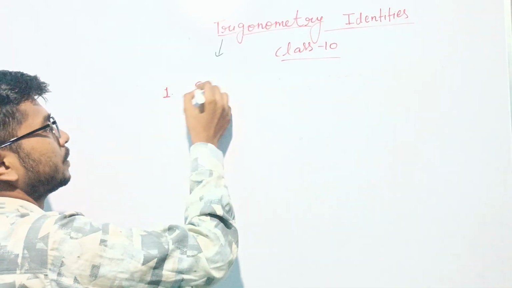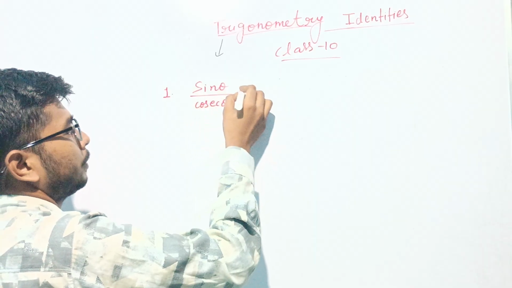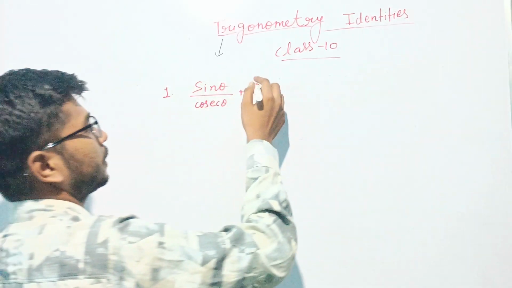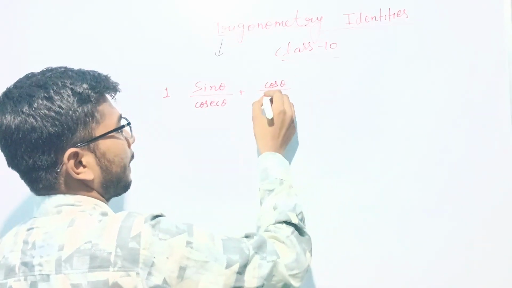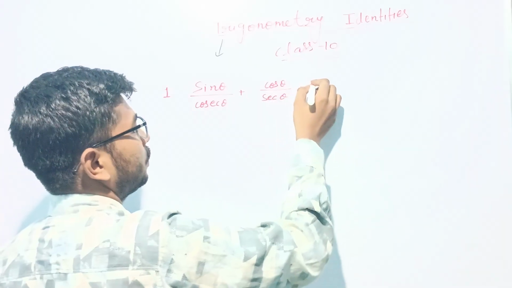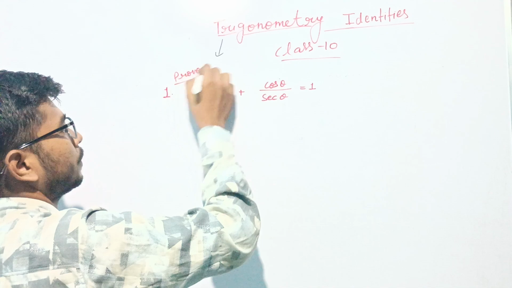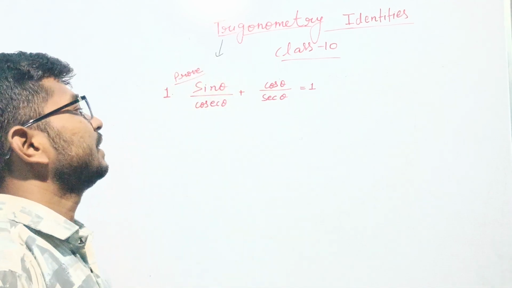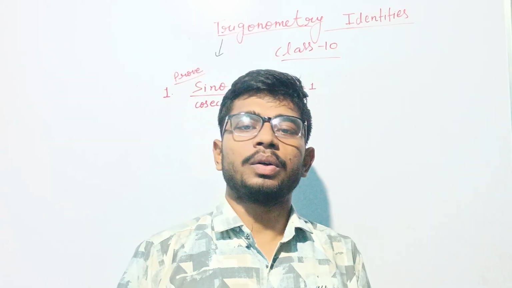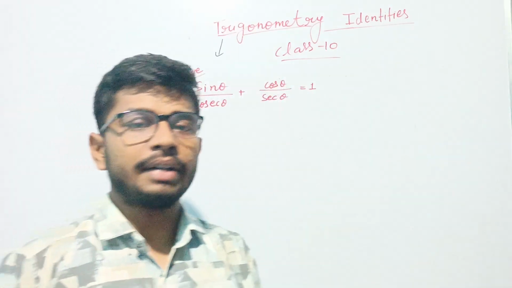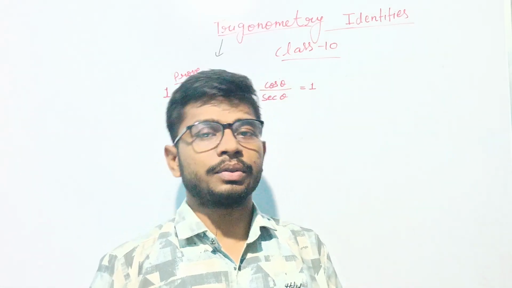First question: sin theta upon cosec theta plus cos theta upon sec theta is equal to 1. What we have to prove? Sin theta upon cosec theta plus cos theta upon sec theta is equal to 1. We will take the LHS, left hand side, and try to find 1. If we get 1, it will be proved.